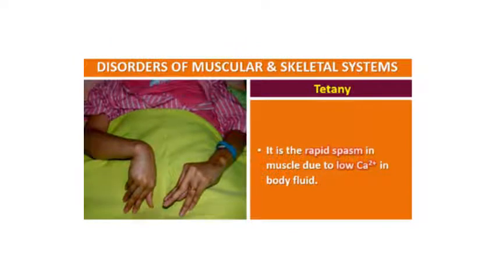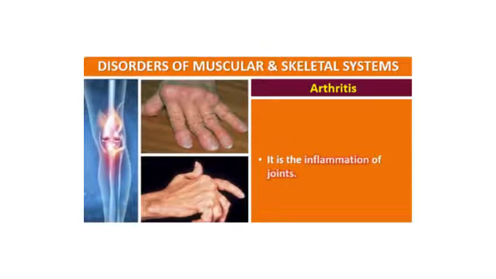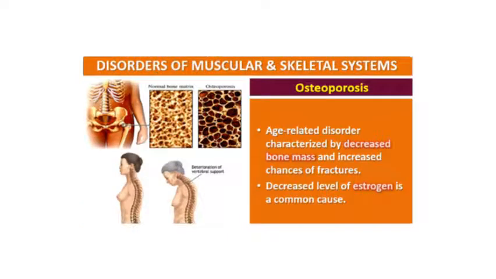Then we have tetany, which is rapid spasm in the muscle due to low calcium level in the body fluid. So these people will experience these spasms. Then we have arthritis. Arthritis is when the joints get inflammation. So we see these slightly raised joints and the fingers get disfigured. So such problems are called arthritis. They are of various types.